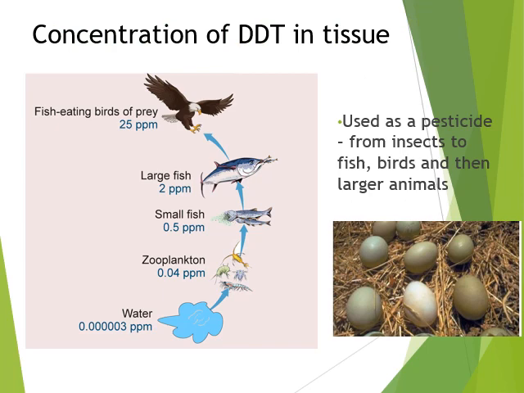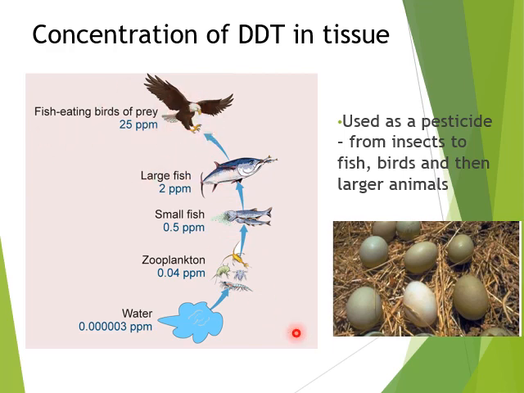All right, one of the things that happened with it, like I said, it was used as a pesticide to kill off insects such as mosquitoes or bed bugs or any other lice. They would spray prisoners of war with DDT to cut down the amount of lice in the prisoner of war camps. So anyway, we've got the water, the zooplankton, small fish, larger fish, and then birds of prey, our top carnivores here.